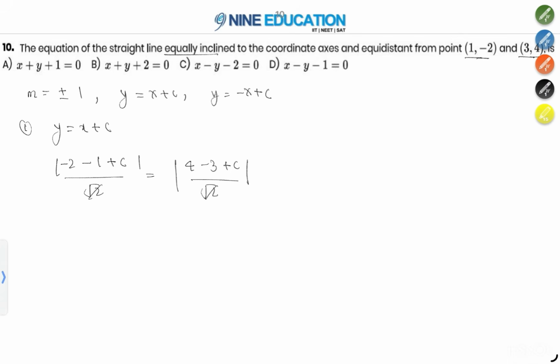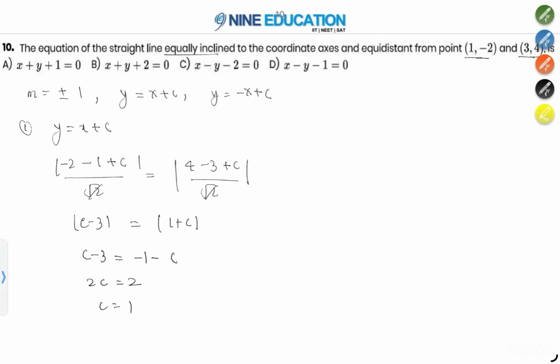Root 2 and root 2 get cancelled out, so you get modulus of c minus 3 equals modulus of 1 plus c. If you simplify, you get c minus 3 equals minus 1 minus c. You cannot open it the other way, because c minus 3 equals c plus 1 has c and c cancelling out. So from here we get 2c equals 2, so c equals 1.